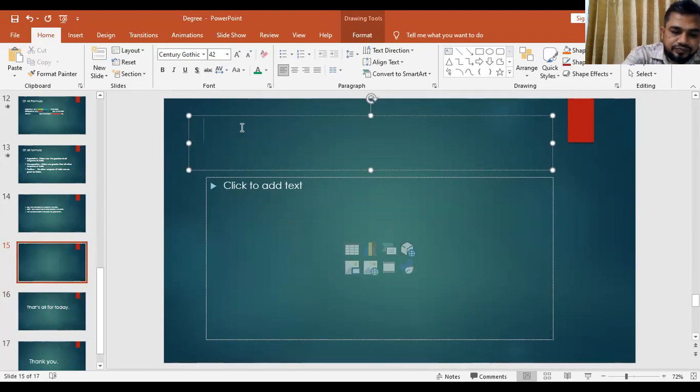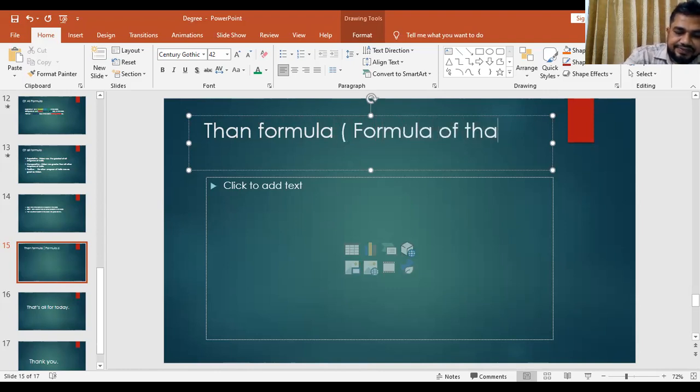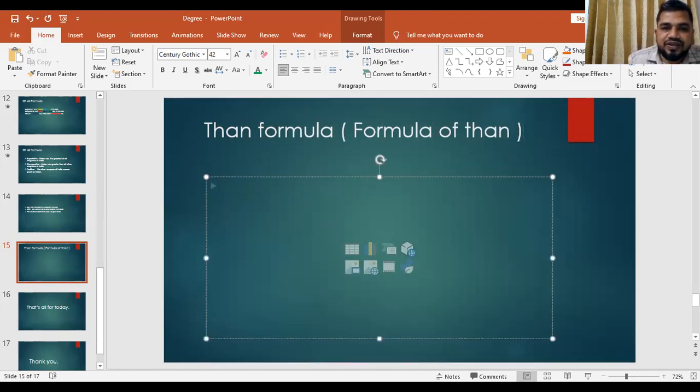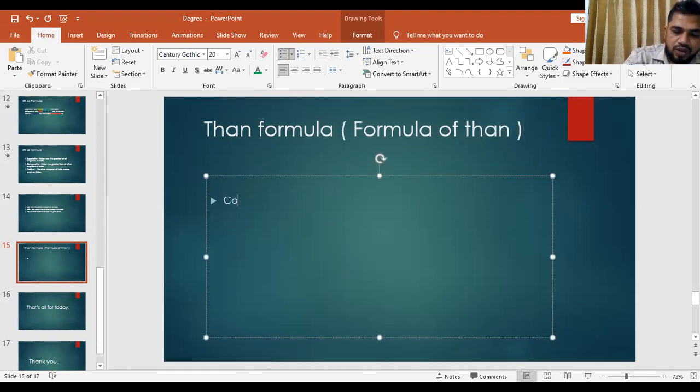Another, the than formula. That means the formula of than. Look, comparative: he is more ferocious than a tiger.